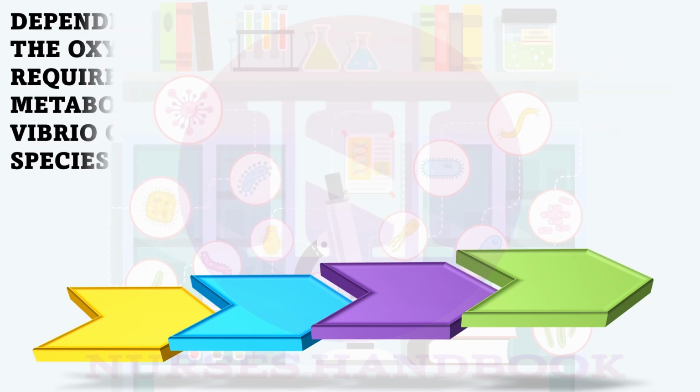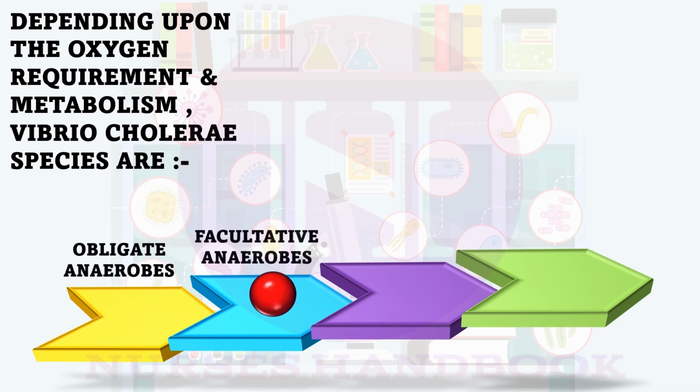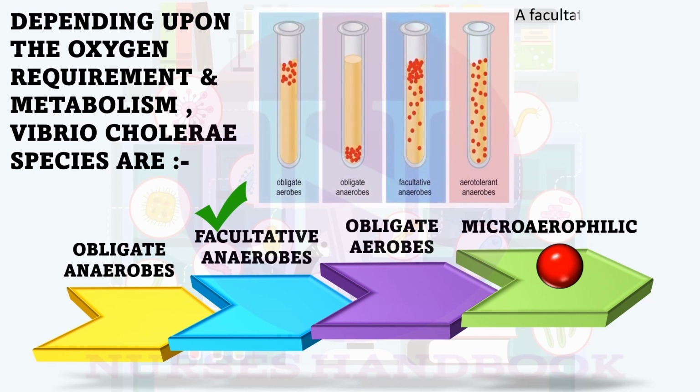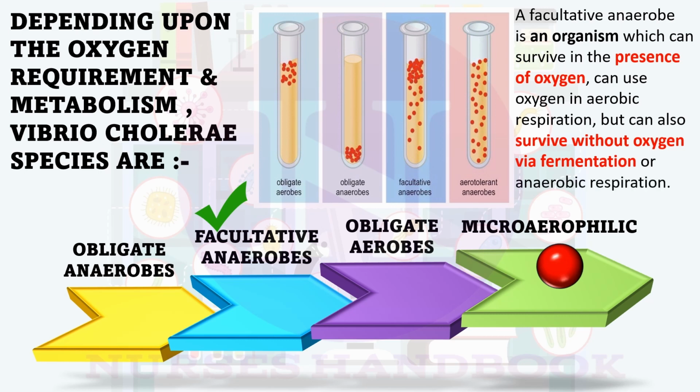Question number 3. Depending upon the oxygen requirement and metabolism, Vibrio cholerae species are obligate anaerobes, facultative anaerobes, obligate aerobes, microaerophilics, and the correct answer is facultative anaerobes. Facultative anaerobes are bacteria that can grow in both the presence and absence of oxygen. In the absence of oxygen, they survive by fermentation or anaerobic respiration.